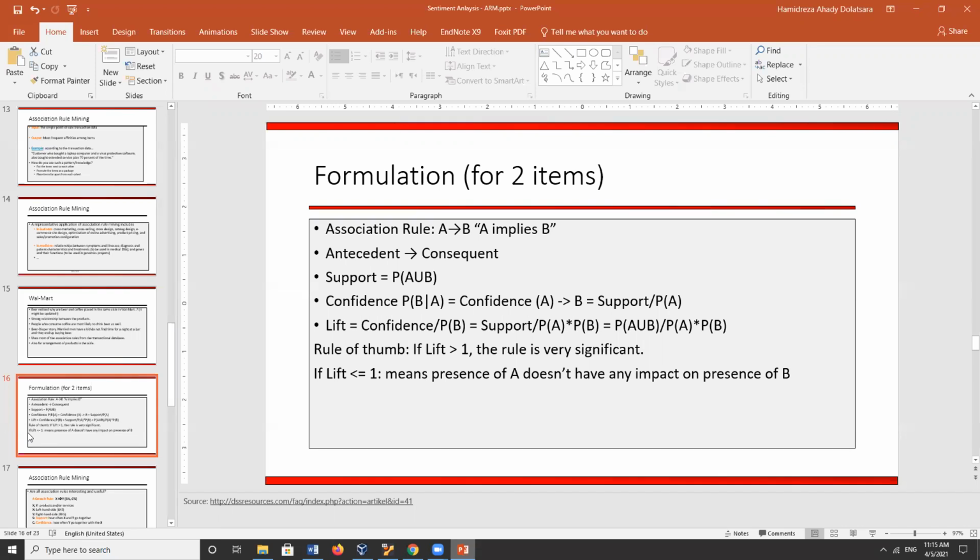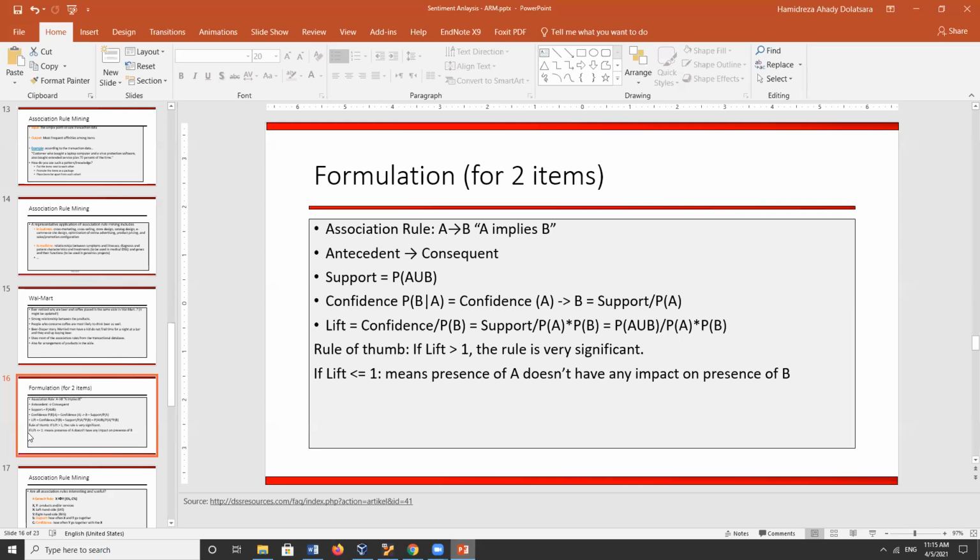We have confidence of B given A, or confidence of A implies B, which equals support, which means the union of those two, divided by probability of A. Sorry, it might look scary, but at the end you just need to multiply or divide two numbers.